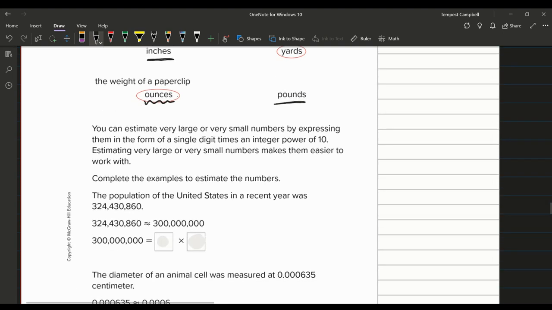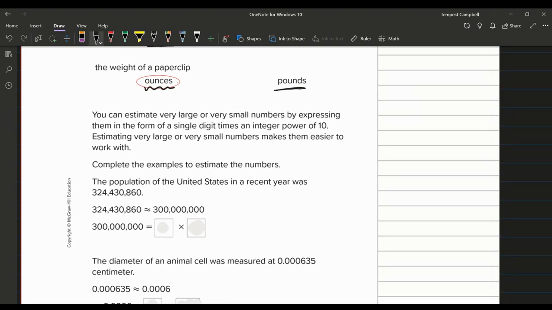All right, you can estimate very large or very small numbers by expressing them in the form of single-digit times an integer power of 10. So let's talk about what that means. Single-digit times just means that you should have your factor between 1 and 10, and we're going to use estimations. Estimate using whole numbers. That's it. Whole numbers.